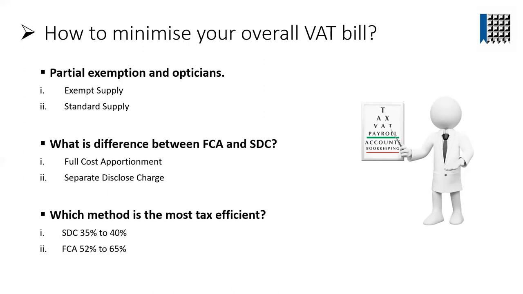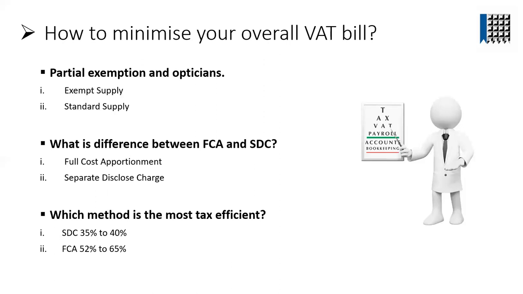If one is to compare like with like, based on taxable percentage for both systems, the average rate for SDC would be in the range of 35 to 40%. And for FCA, full cost apportionment, 52 to 65%. So it is clear that the financial benefit of SDC clearly outweighs that of FCA. Obviously, these numbers are based on our extensive experience, and there are possible scenarios. Opticians do achieve rates outside of these ranges.